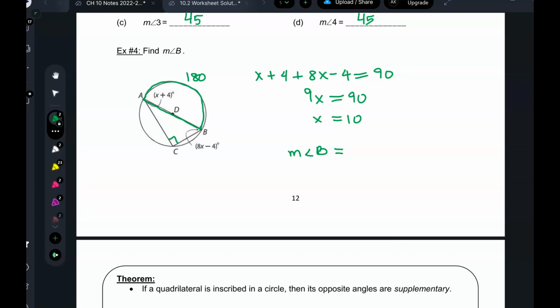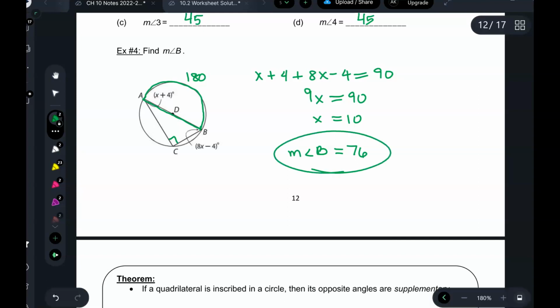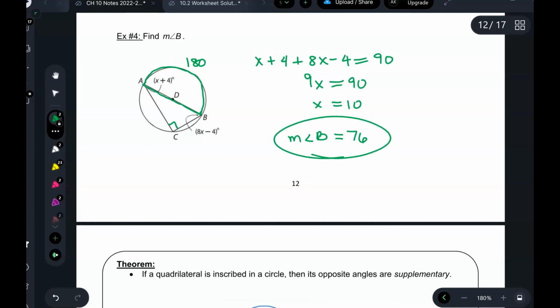What do we get for the other angle? 76. Let's see, 8 times 10 is 80, minus 4, oh wait, I wrote 10. Why did I write 14? And this one's going to be 14. I literally just wrote 10.